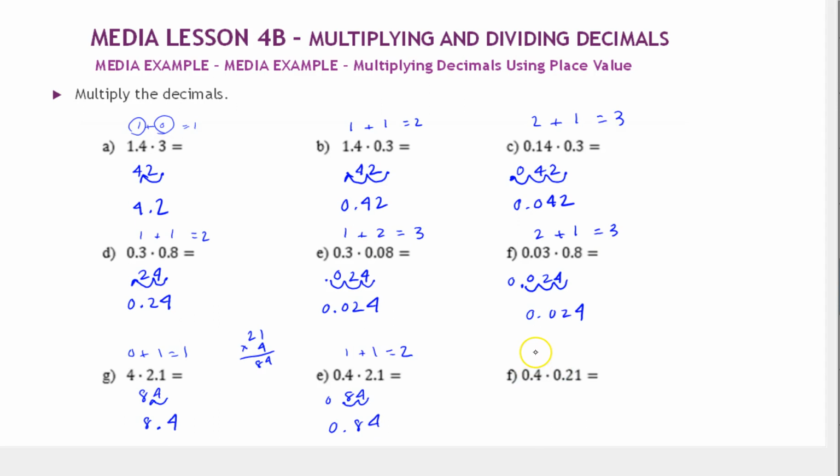And finally, we have 1 decimal place, 2 decimal places, totaling 3. So 1, 2, 3, and we have 0.084.